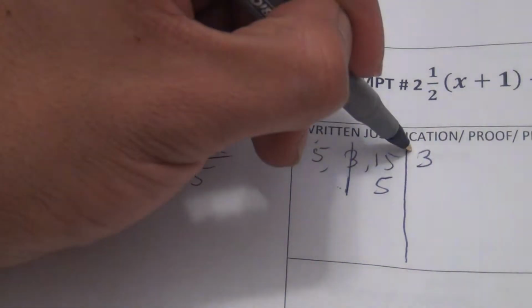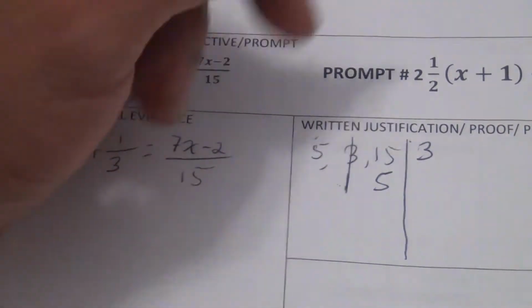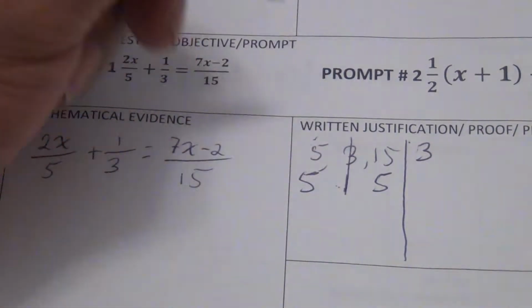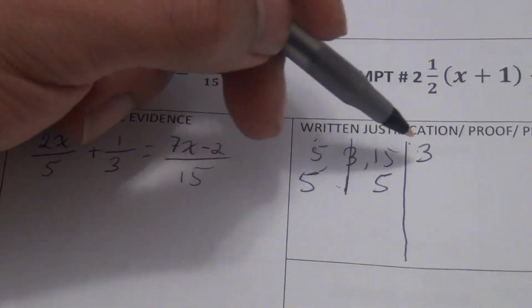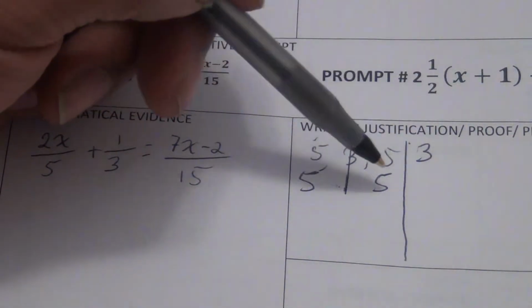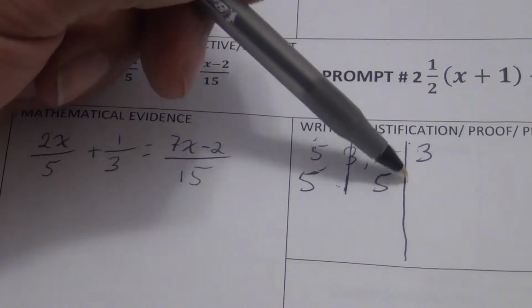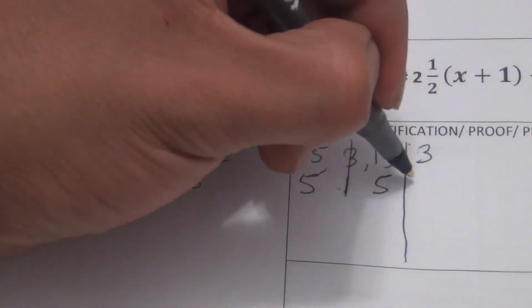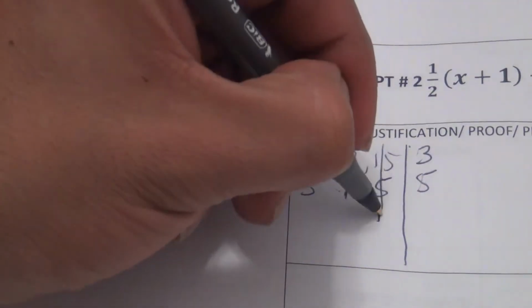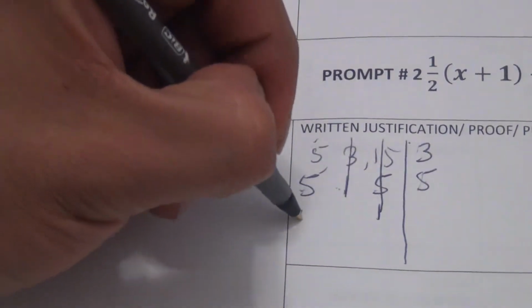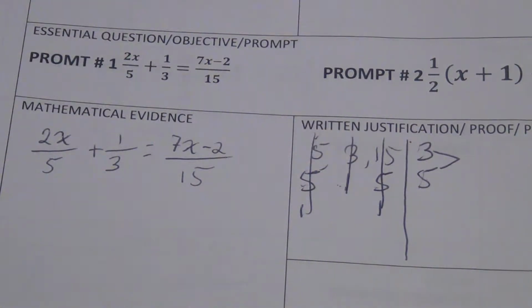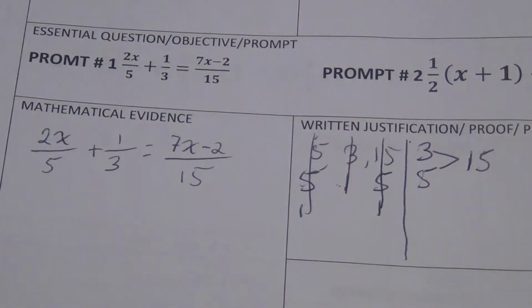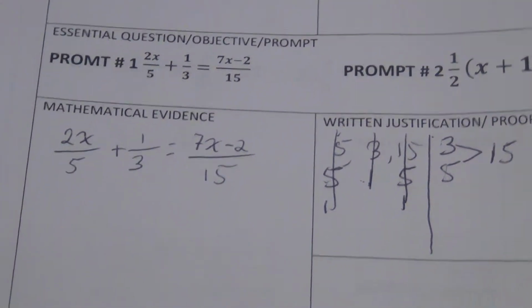Now 5 cannot be evenly divided by 3, so we just write down the 5. Then what is the next lowest number we can divide by? Definitely not 3, definitely not 4, but 5. 5 divided by 5 is 1. Now our common denominator is the multiplication here, which is basically 15.